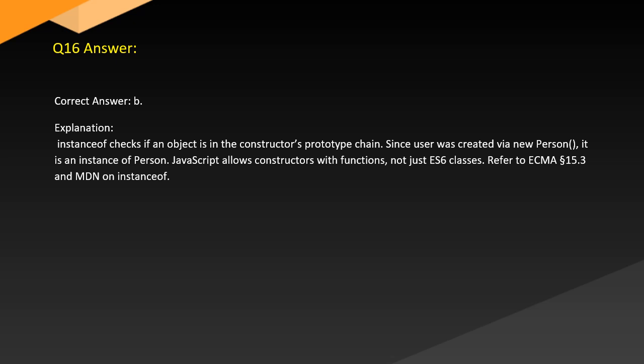Answer. Correct answer: B. Explanation: instanceof checks if an object is in the constructor's prototype chain. Since user was created via new Person, it is an instance of Person. JavaScript allows constructors with functions, not just classes. Refer to ECMAScript 262 and MDN on instanceof.